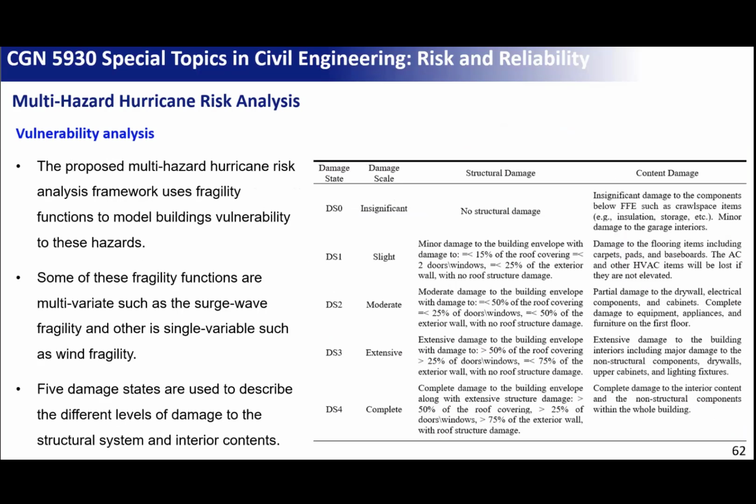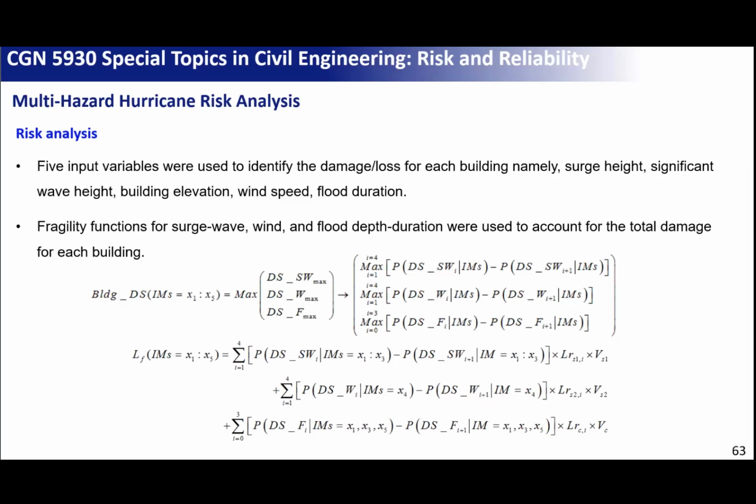And the damage state is not important at this point. And this is how we calculate the losses. Right now, you have a wind fragility that tells you what the wind damage state is for your building, a surge wave fragility that tells you what the surge wave structural damage state is for your building, and a flood fragility that tells you what the content damage state is for your building. So you have three, and you get the maximum of them, and you assign it to your building.